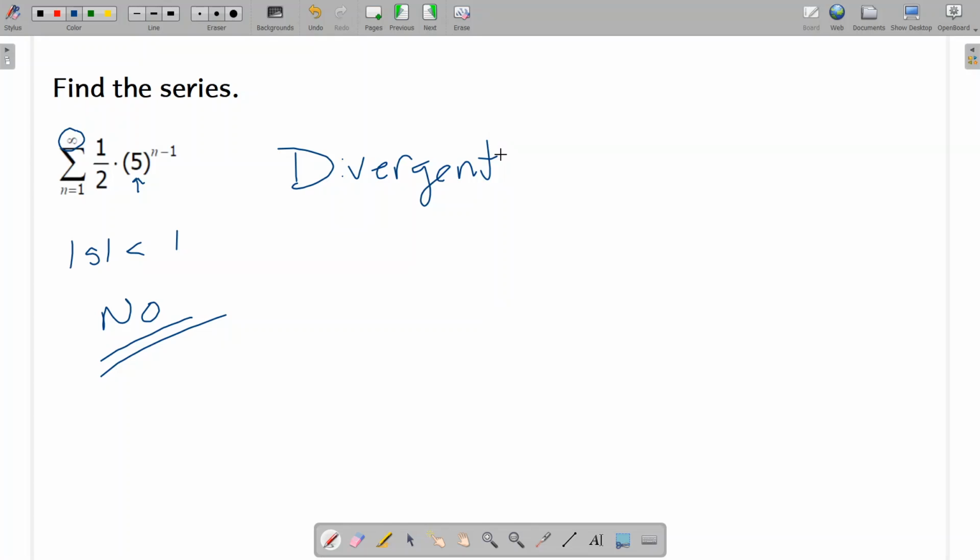Now, I would argue that with this one, we start with a half and we multiply by 5 over and over and over. So each term is going to be bigger than the last. They're all positive. So we could say that this series is going to approach positive infinity, but we can't say that for all of them. So let's look at another.